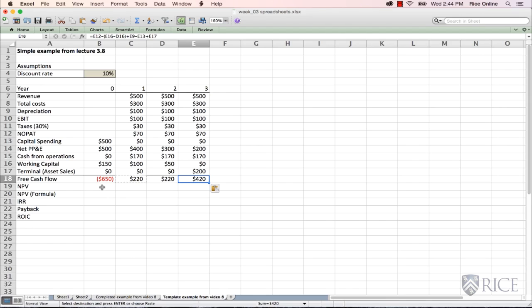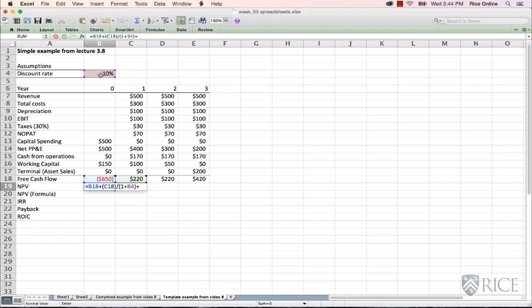Okay, so now we can go through and calculate the net present value. How are we going to do that? Well, the one thing that we can do is just follow the formula. And that's minus the initial investment. It's already a minus, so 650. And then I'm going to say plus what? 220, my period 1 cash flow. And what am I going to do? I'm going to discount it by my discount rate up here, 10%.